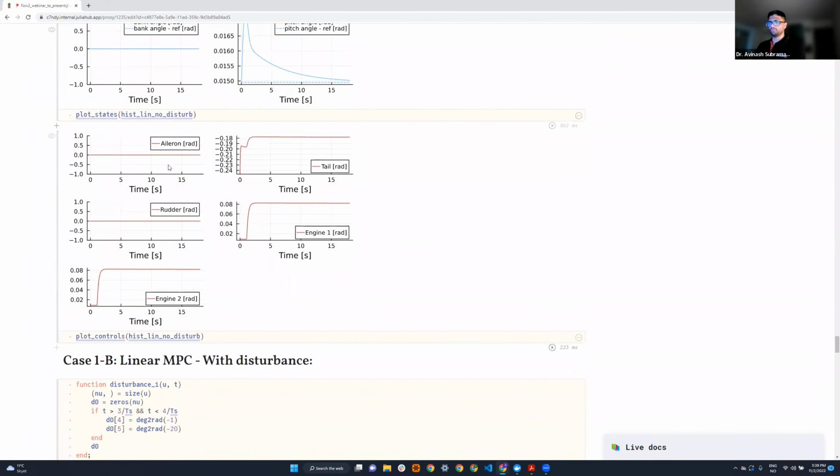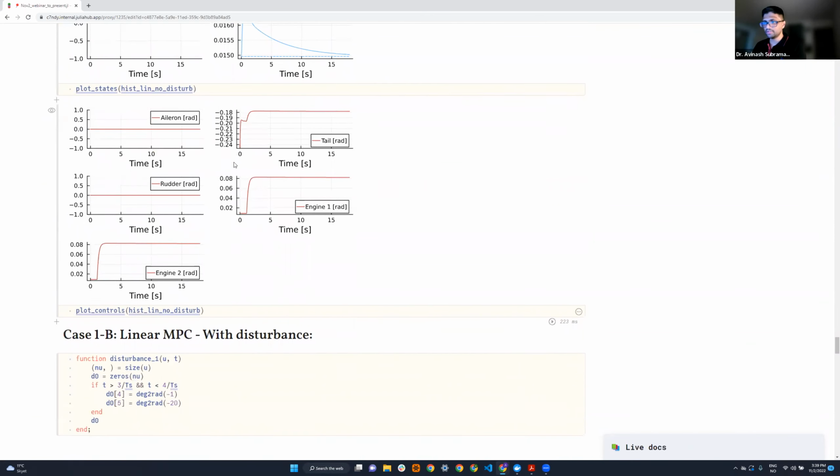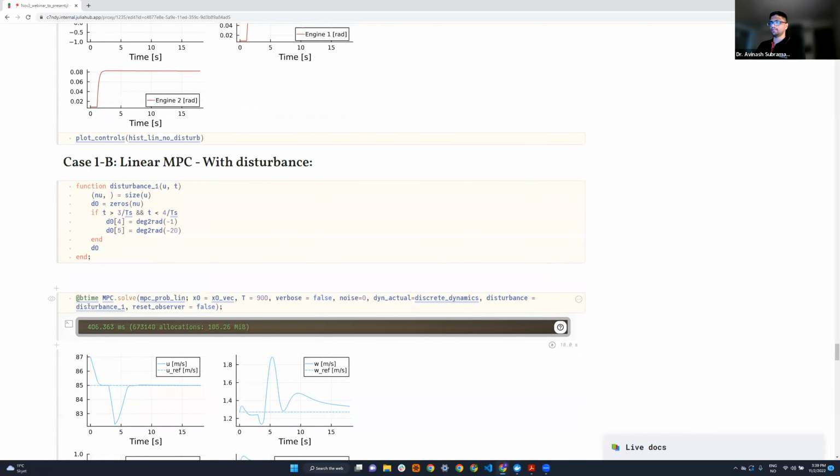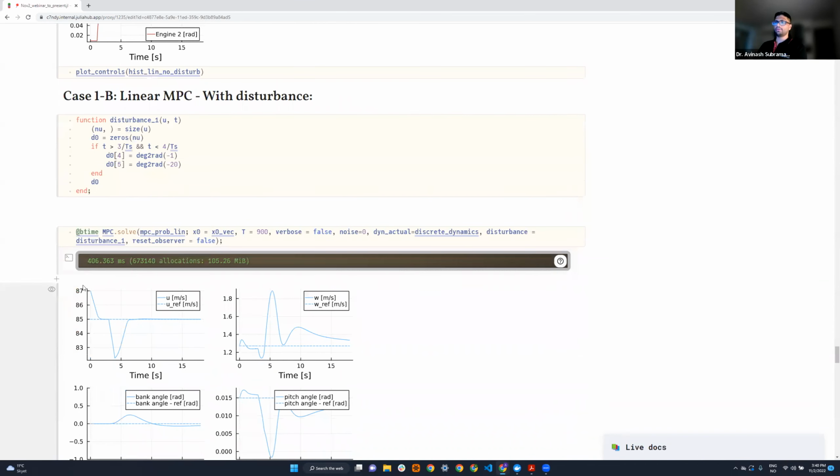I would also like to present an example with a disturbance. So in this case, say, from the 3rd second to the 4th second, one of the aircraft engines freezes a bit, and then one of the aircraft engines freezes a lot. So it's an additive disturbance of -1 degrees and -20 degrees on these two control inputs. Again, the procedure is exactly the same as above, except now we would present this disturbance as well to the MPC controller, and then we are able to solve.